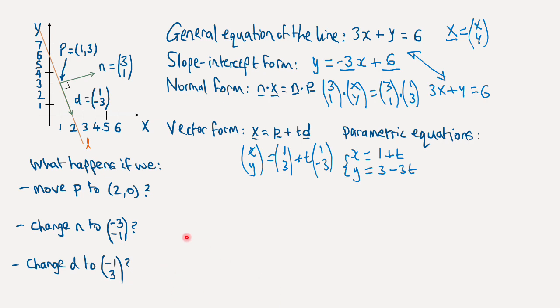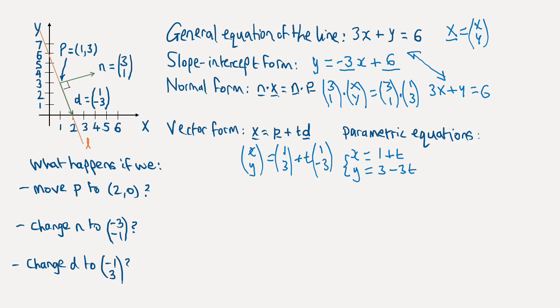So one thing you might have noticed when we did all this was, why did I pick 1, 3 for the point? I could have picked anywhere along the line. And why, when I came perpendicular to the line, did I go in this direction and not in the opposite direction? And also, when I picked the direction vector d, why did I go down this way instead of up this way? So let's see what happens if we change some of those decisions.